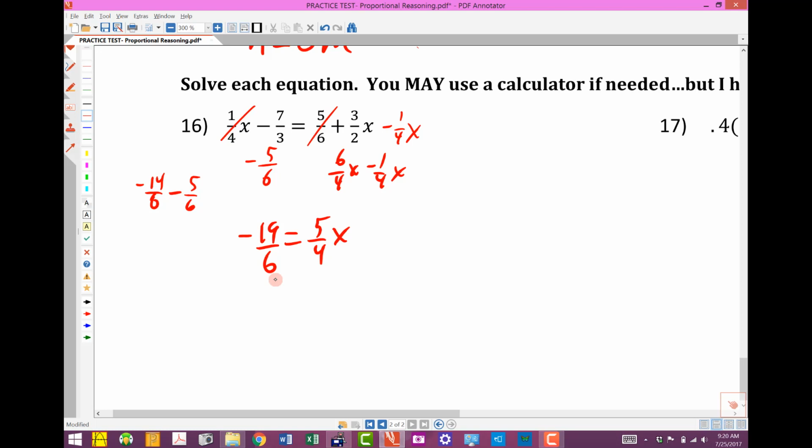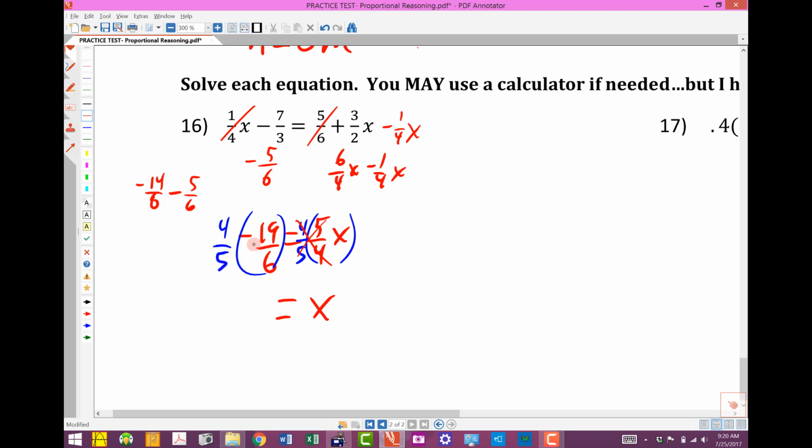So remember how we do that. We multiply by the reciprocal. So if we multiply this side by the reciprocal 4/5 and multiply this side by the reciprocal 4/5, then I can go through and do some cross cancellation. The 4's cancel and the 5's cancel, so that leaves an x over here.